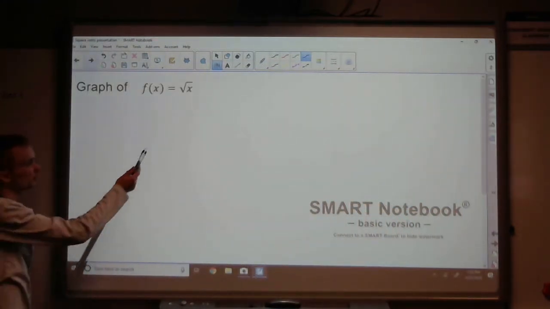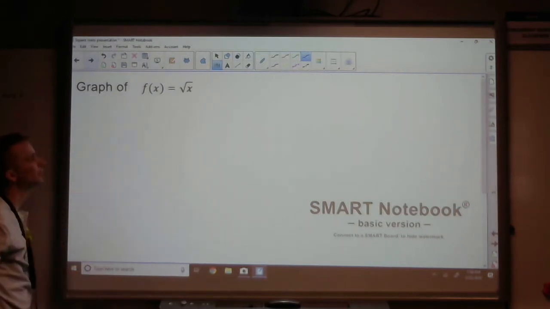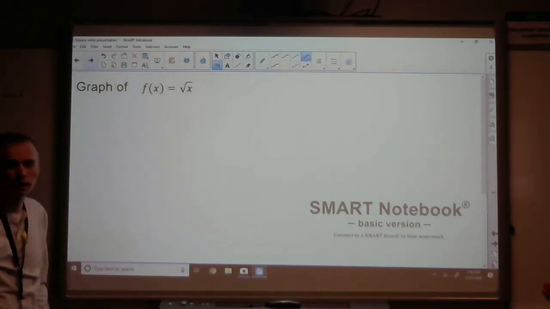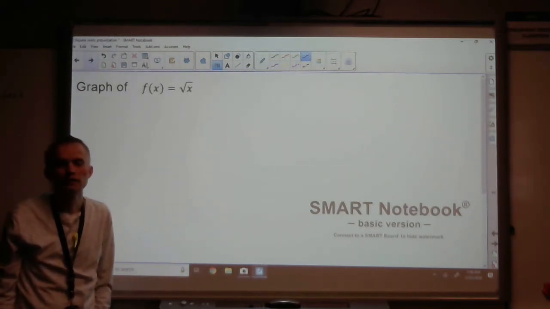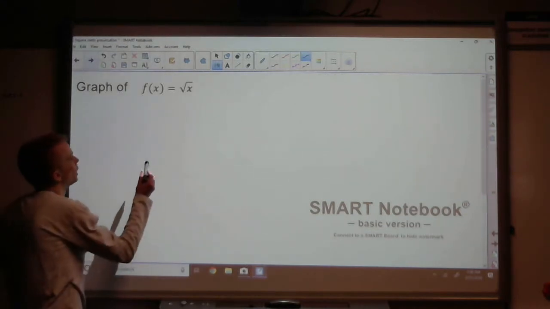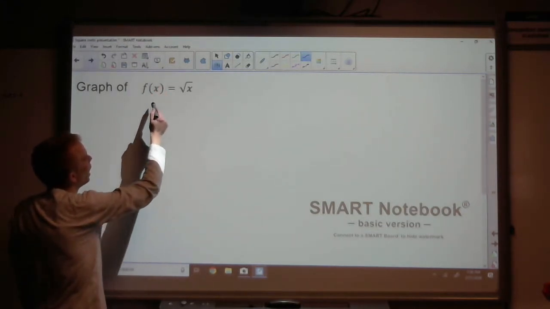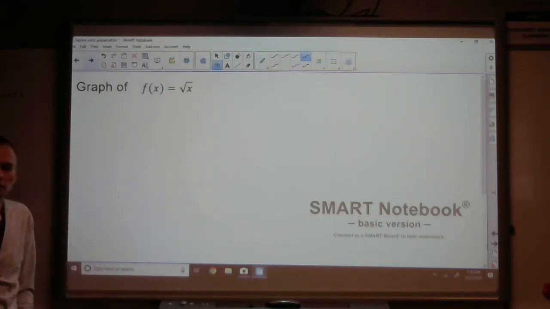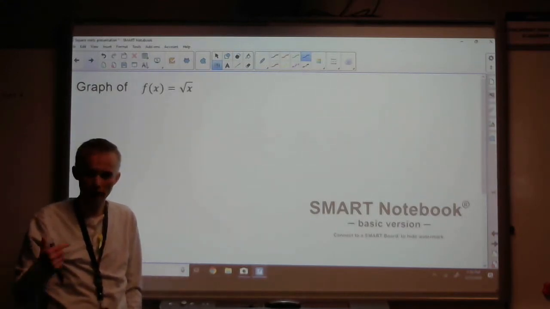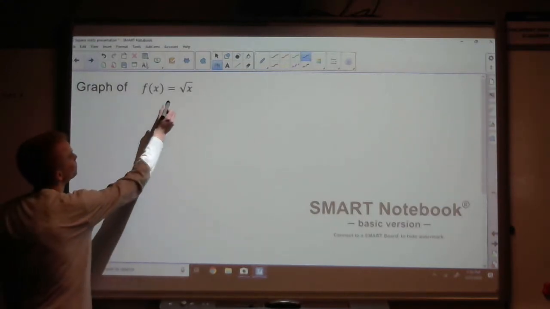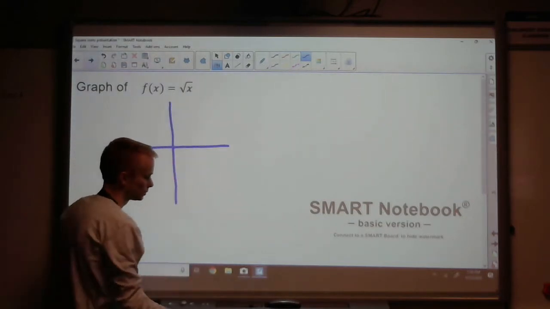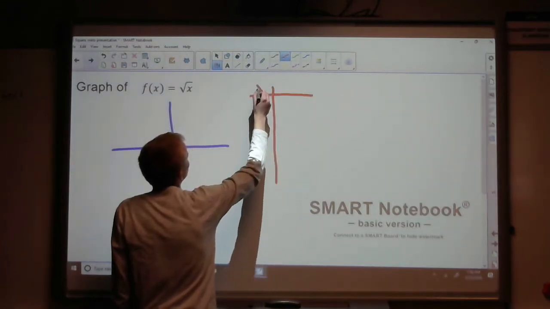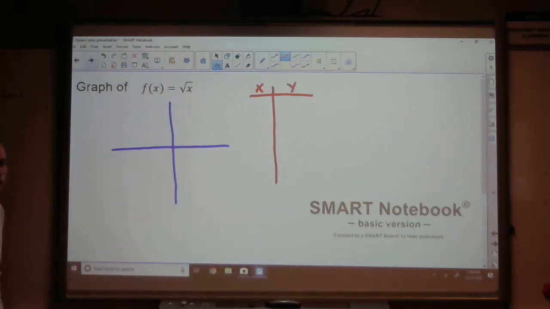So let's look at what it looks like when you graph f of x is equal to the square root of x. Okay, so remember this is like my y. These are my y values, and then this is my x. So whenever I put in an x, I'm just taking the square root of it to get my y. I want to draw a graph for what this will look like. So let's do a table here. This will be x and y, right?